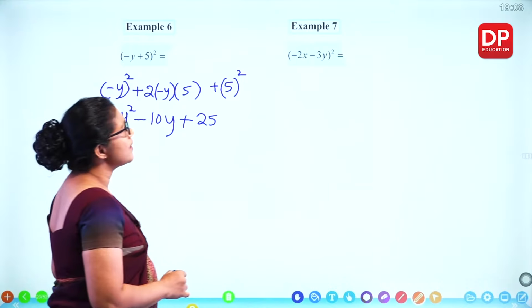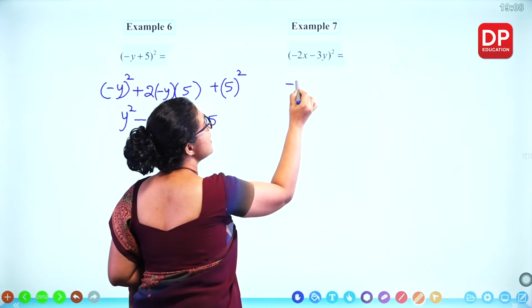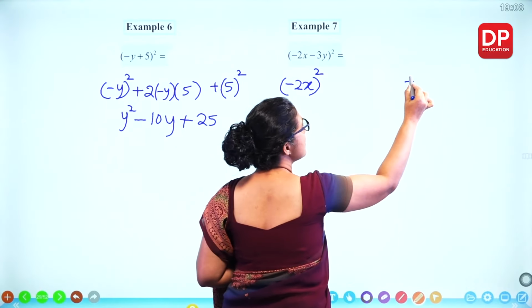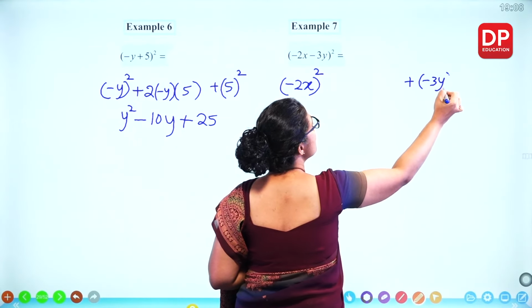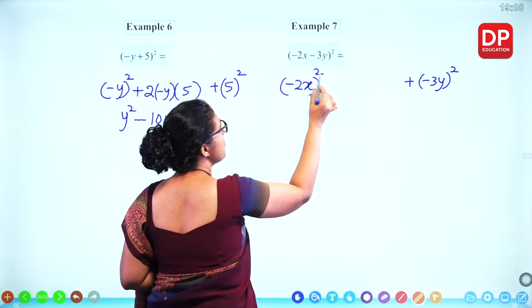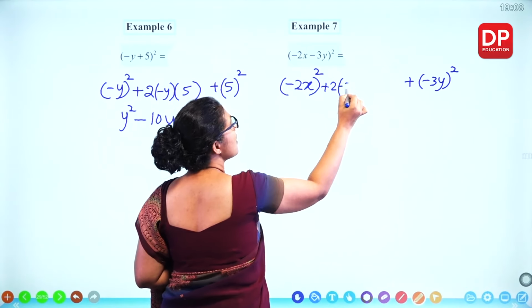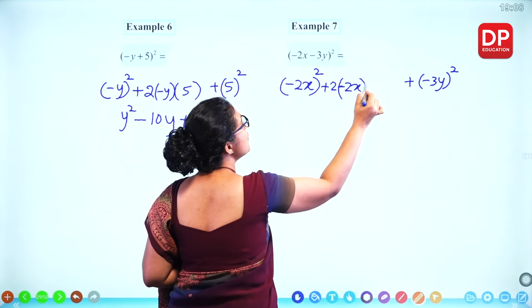Now we'll look at the 7th example. You take the first term, square it. Last term, square it. And the middle term becomes double of the product of the two terms.